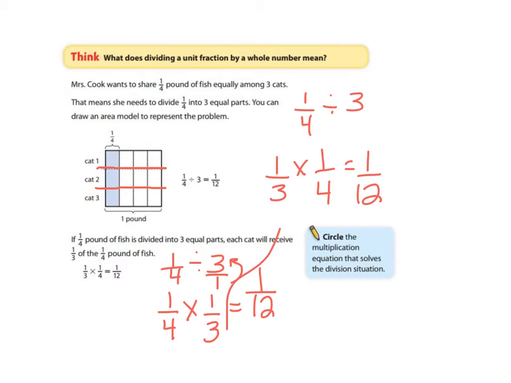So if you look, this is the exact same problem as we had here. Because remember, multiplication is commutative. You can say 1/3 times 1/4 or 1/4 times 1/3 and have the same exact thing. And when we change that 3 to 1/3, we call it taking its reciprocal. 3/1 is the same thing as 1/3. They are reciprocals.